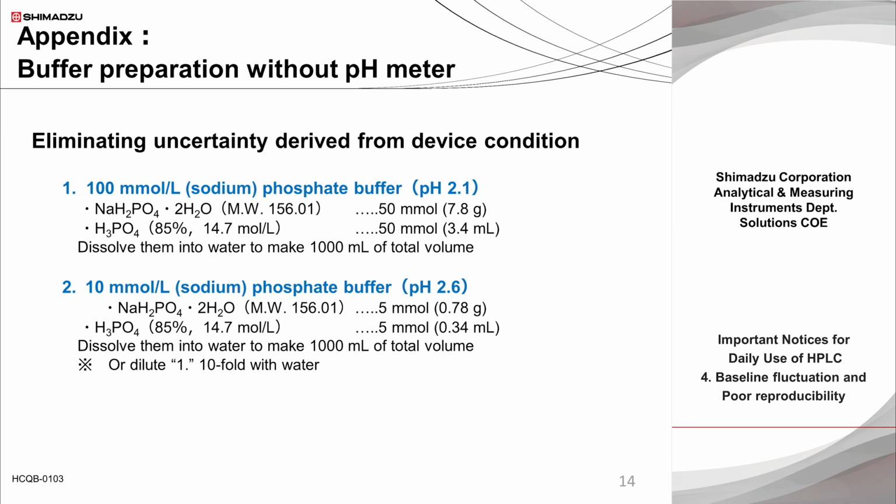However, since the pKa of a weak acid varies slightly depending on its concentration, the pH of the buffer solution will be 2.6 for the phosphate concentration of 10 millimoles per liter. Thus, when buffer solution is prepared using pKa, there is no need to use a pH meter and tedious calibration for each preparation. Only a balance and a measuring cylinder are required. We encourage everyone to put this preparation method into practice.